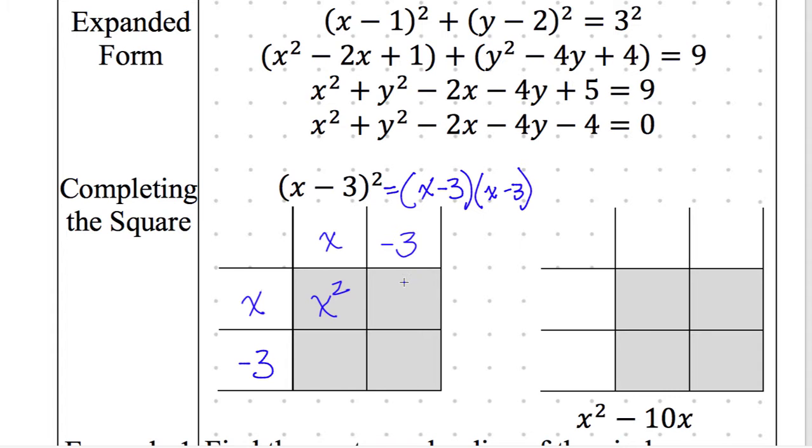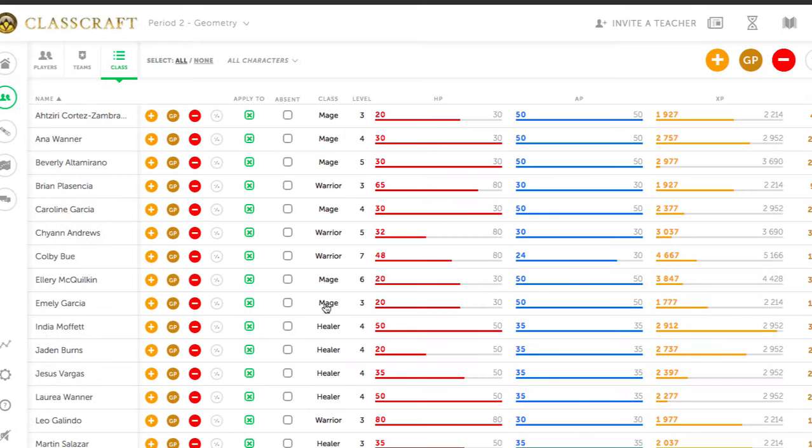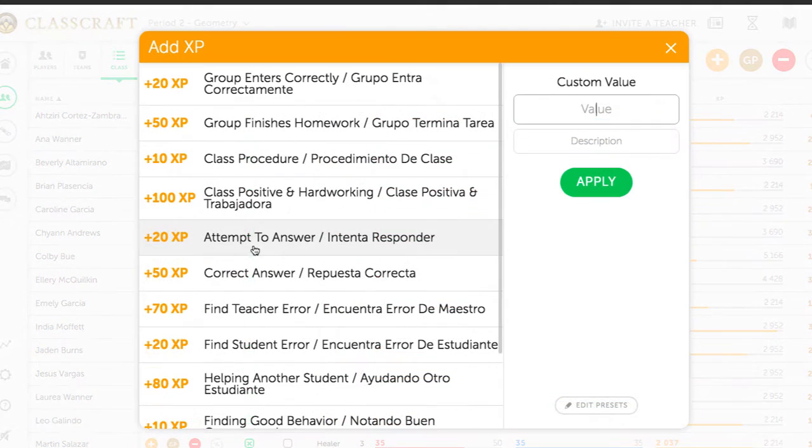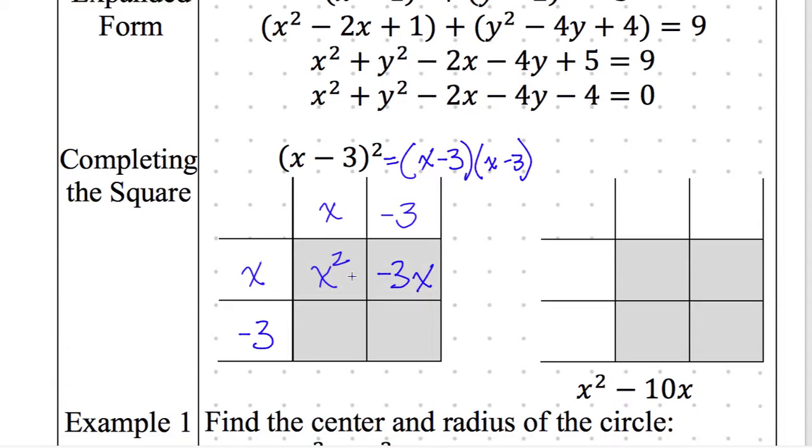X times negative 3. I see 2 hands. 3 hands. X times negative 3. Colby, go for it. Negative 3x. Colby is in. He has his marble in. He has his XP.